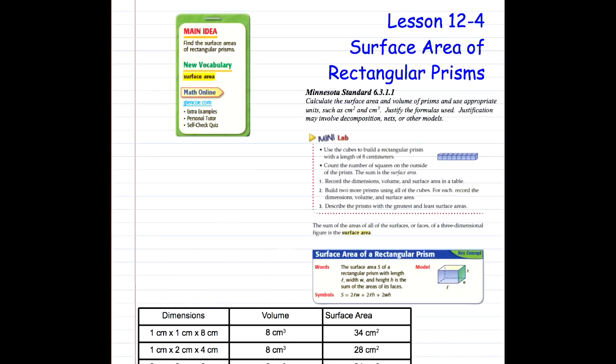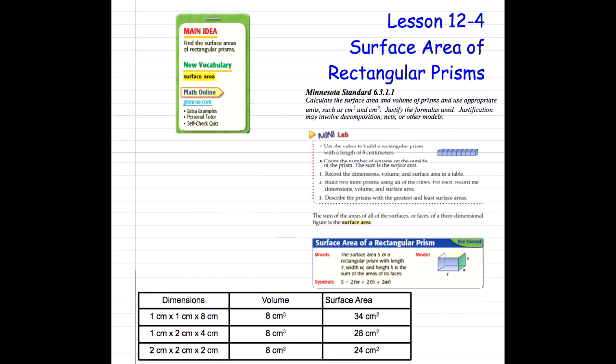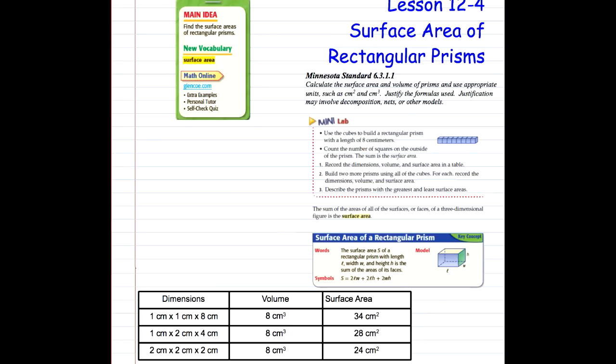This is lesson 12.4, surface area of rectangular prisms. Use the cubes to build a rectangular prism with a length of 8 centimeters. Count the number of squares on the outside of the prism. The sum is the surface area. If we do that, this rectangular prism that has dimensions of 1 by 1 by 8 has a surface area of 34 square centimeters.